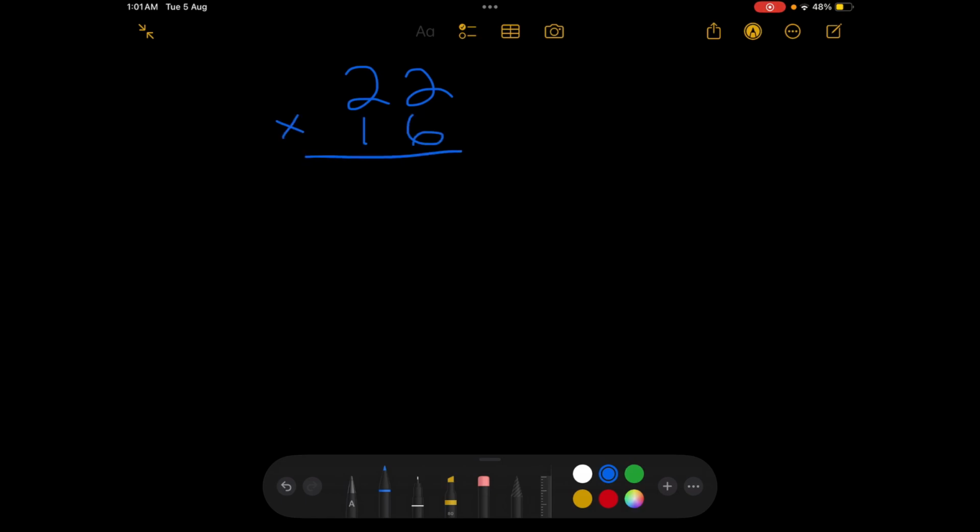I'm going to lay this out like you always do. The only difference between this and the 2 by 1 is that you actually need to bring down a 0, but I'll show you how to do that in a second. So again, we're going to start off with our 2 times 6, which equals 12.